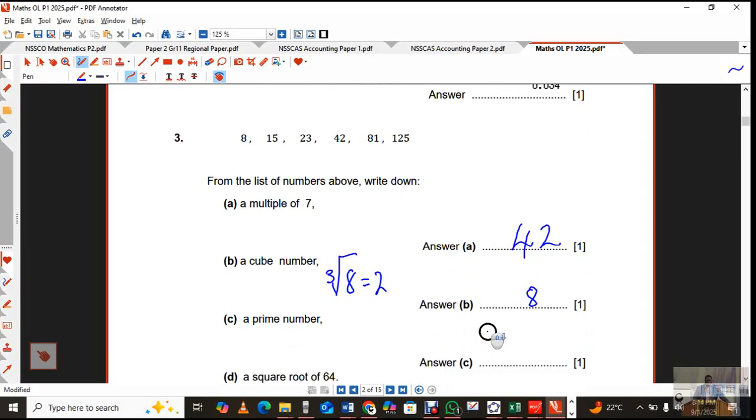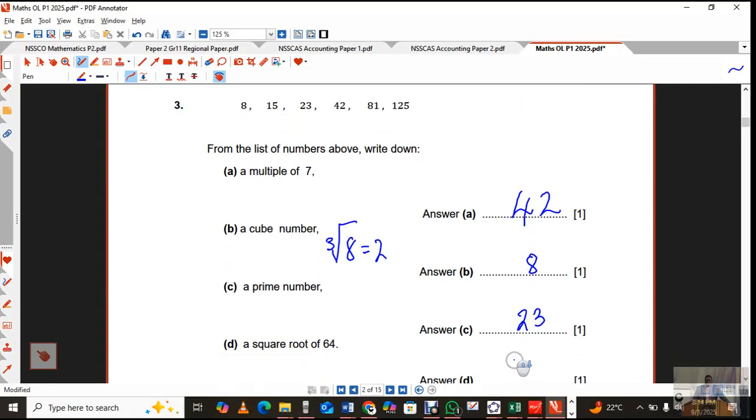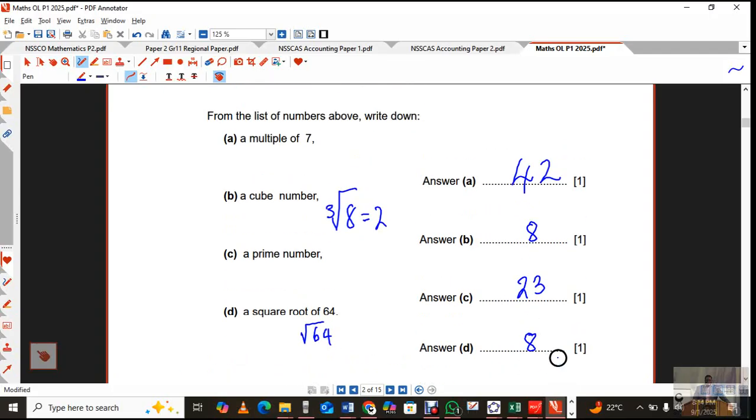A prime number, this is supposed to be from memory. You should know this. The prime number in that list is 23. It's a number that has exactly 2 factors, that is 23 and the number 1. And then the square root of 64 is nothing but 8. So I see that we are using 8 twice in this question.